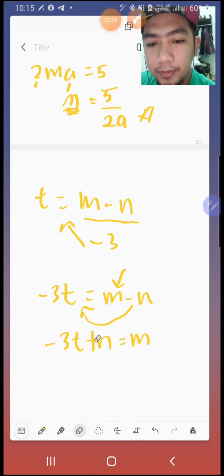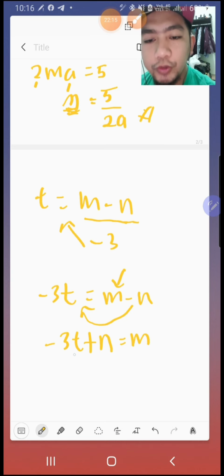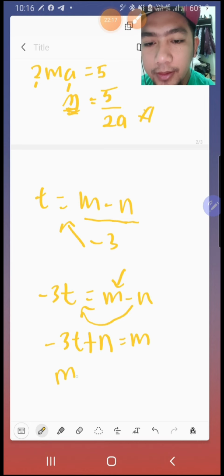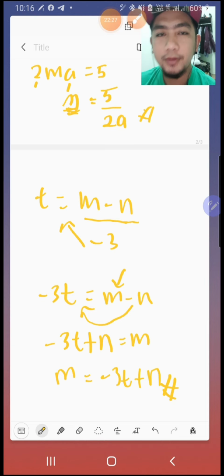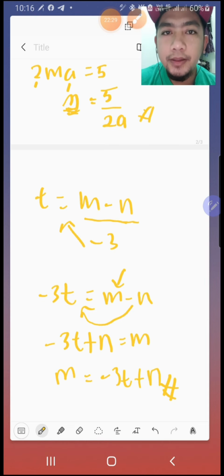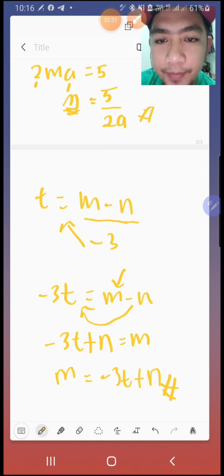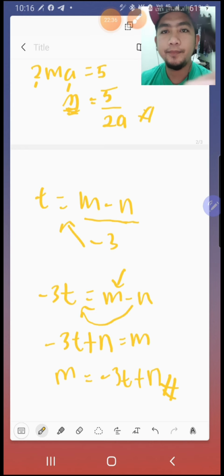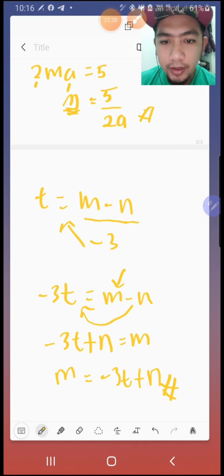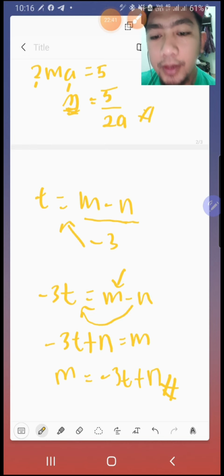Okay, plus n. Alright, or you can rewrite as m equal to negative 3t plus n. So actually it's simple and easy. Okay, you just bring it from the left to the right. Okay, you look at it carefully, try to understand, right?